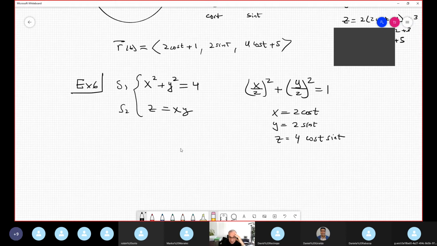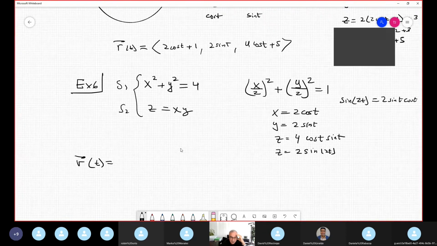or more elegant, more sophisticated, is using the formula of the double angle. You know that sine 2t is equal to 2 sine t cosine t. It's the famous formula that we use in calculus all the time. This is 2 times sine 2t. Therefore, the vector value function associated with this curve is: the x component is 2 cosine t, the y component is 2 sine t, and the z component is 2 sine 2t.